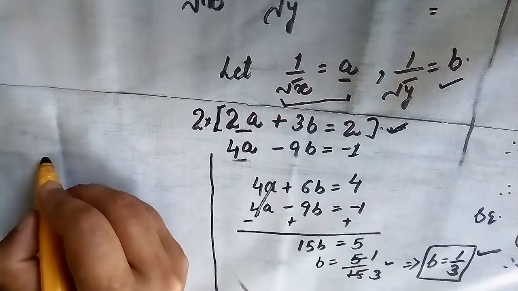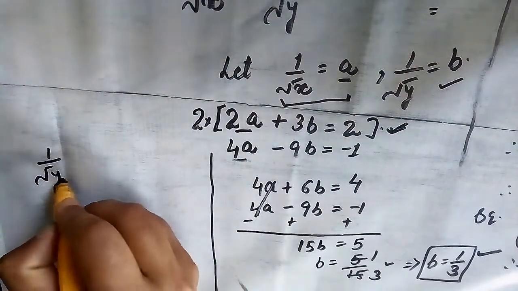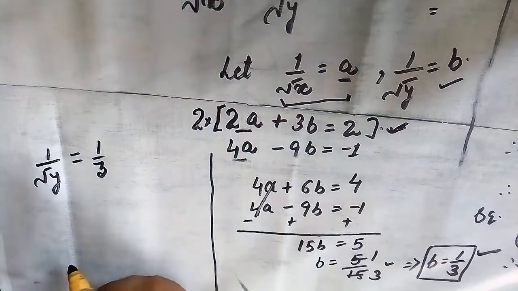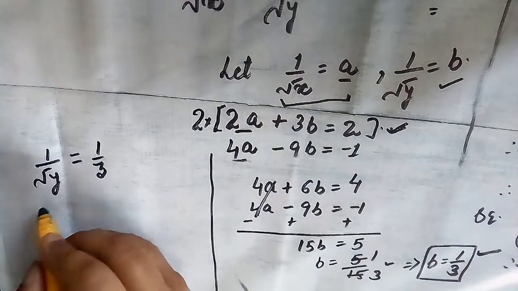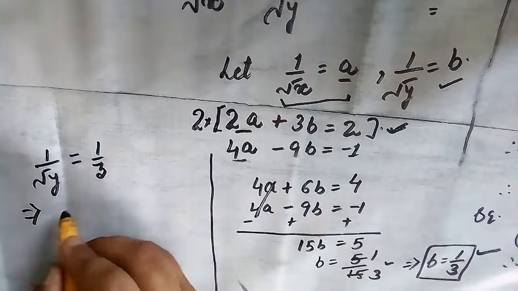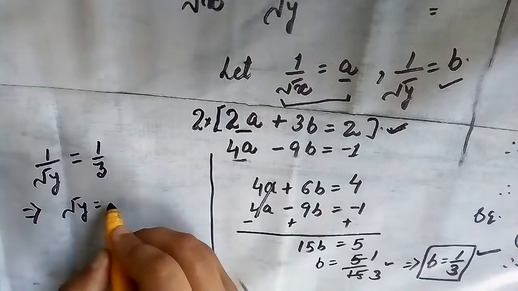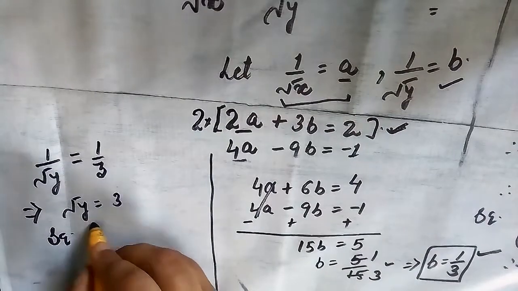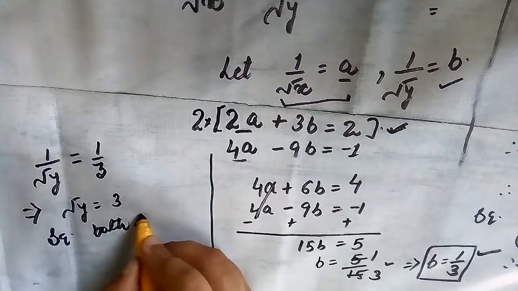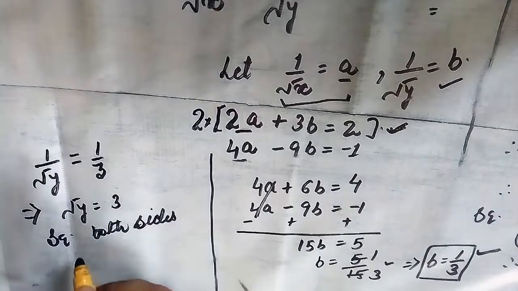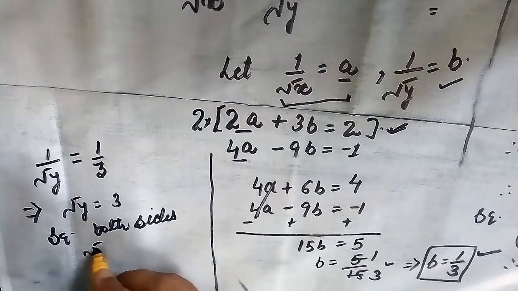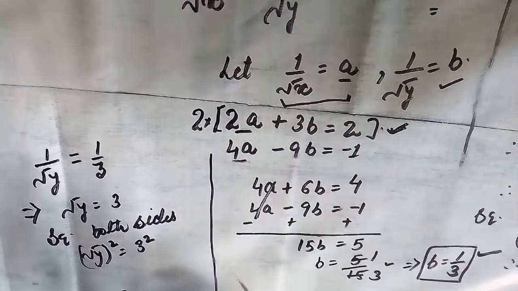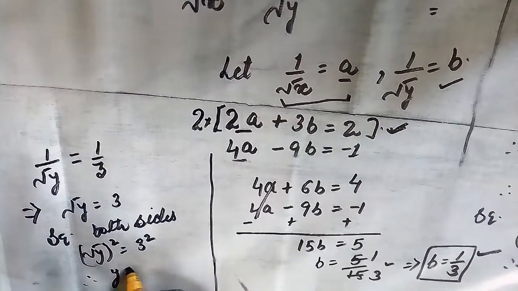Now see, we have to find out the value of y. So we took 1 upon square root of y equals b, and the value of b is 1 upon 3. So 1 upon square root of y will be 1 upon 3. Take reciprocals, square root of y will be 3, and like the previous value, take squares on both sides. Square root of y whole square will be equal to 3 square, and the value of y will be 3 3s are 9.